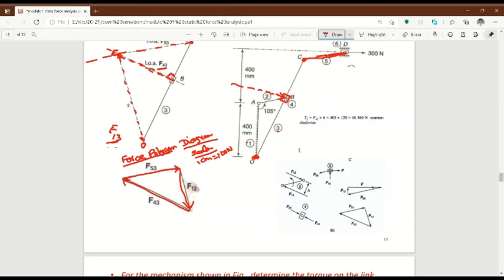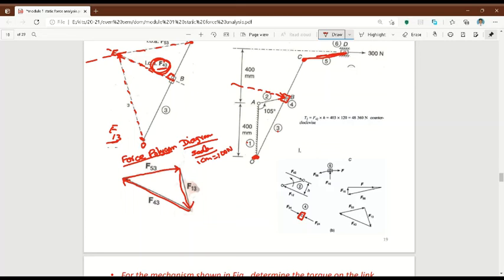Next one, what is the next link? Link OC is over. What is the next link? Next link is this piston B. On piston B, what force is acting? On piston B, F43 is acting.